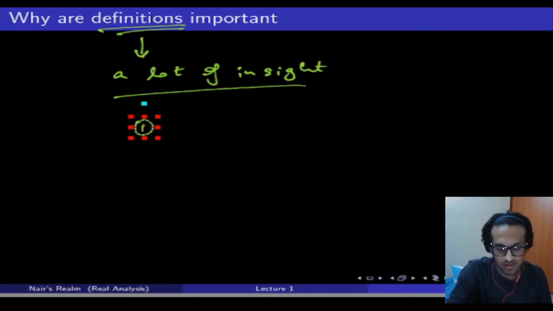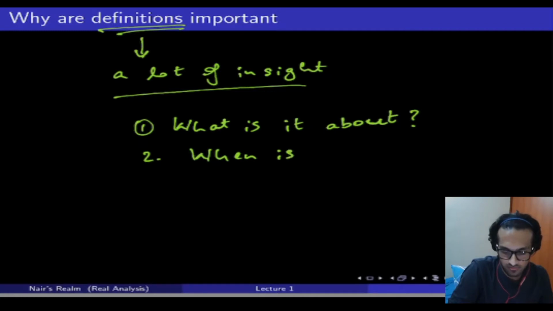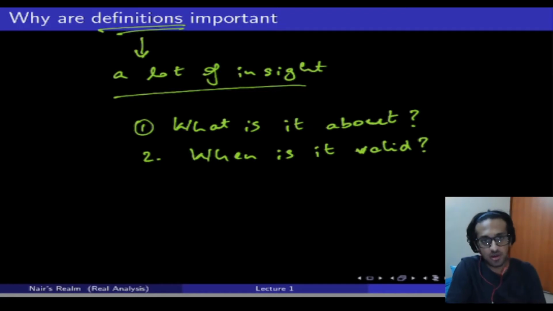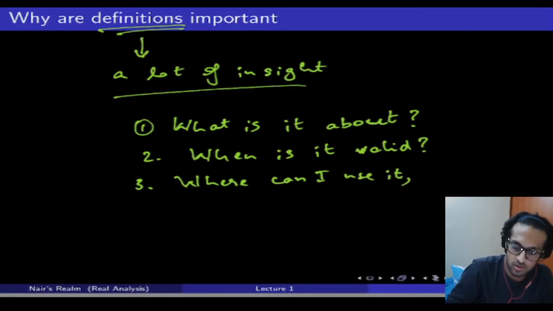So the first question I ask myself is, what is it about? The second question I ask myself is, when is it valid? Is it valid everywhere, or is it only valid sometimes? And then the next question is, where can I use it and how, right? Because you need to understand how you can use a particular definition. Otherwise, there's no point, really learning it.